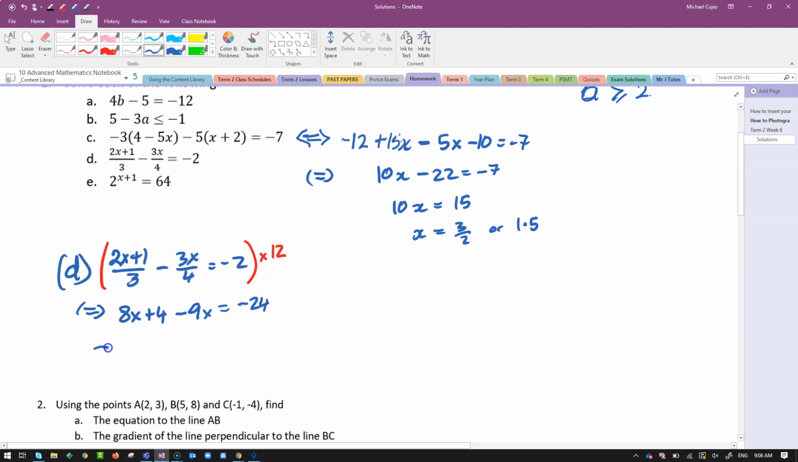And we're nearly there, aren't we? On the left-hand side, I'm going to be left with negative x. I'm going to subtract that 4 because I don't want it on this side. So I'm going to have negative 28. Well, that must mean x equals 28. Sub it in and check it. You should be able to get an answer. 57 divided by 3, what's that? 19 minus 21. Yeah, negative 2. Happy.